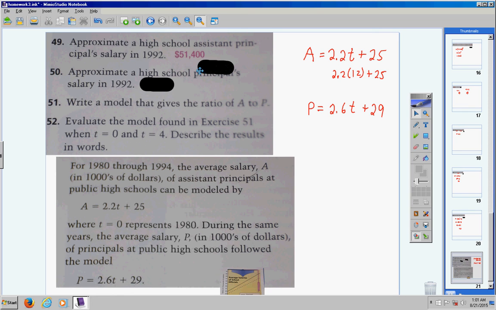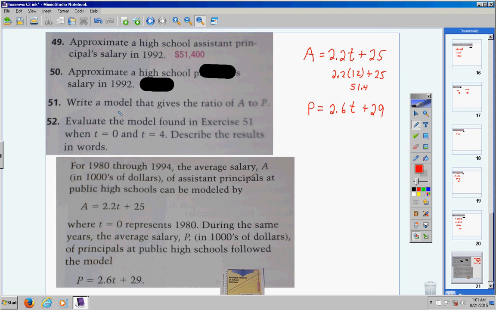Actually, I stand corrected. Sorry, students. Please listen to me carefully. If you take 2.2 times 12 plus 25, you will get out this right here. Now watch. You'll get out 51.4. But remember, this formula is in thousands. I mean, there's no way a principal's going to make $51 in an entire year.